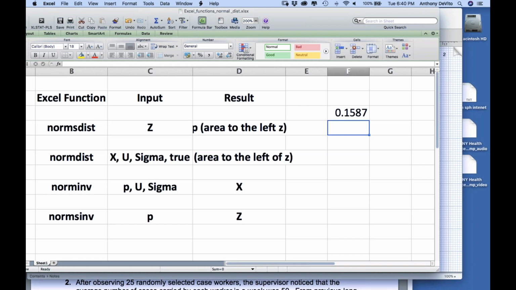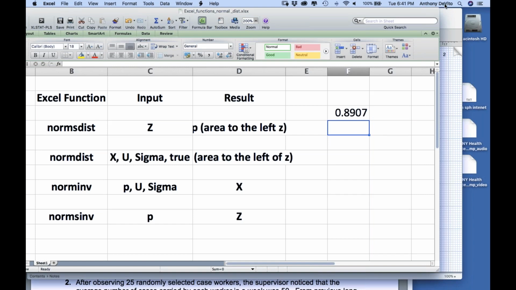Because a z-score of +1 is to the right of the mean, and it represents the point, the z-score, where 84% of the population is below that, right? So you can put in any z-score you want. Like, for instance, if you calculate a z-score equal to, let's say, 1.23, hit enter. Instead of going to the table, you can use Excel to tell you that the area to the left of that point is about 89% or 0.89.